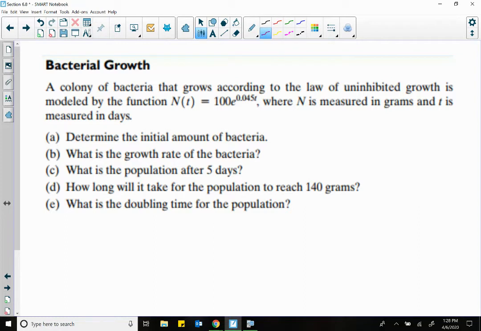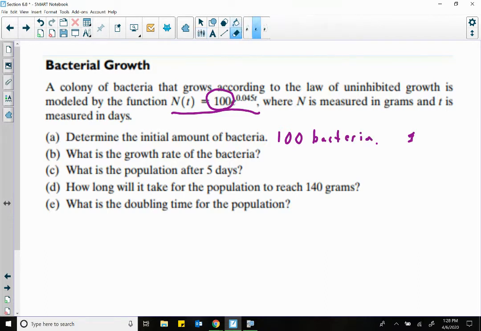All right. So let's answer the first thing. It says part A, determine the initial amount of bacteria. So here's our equation right here. Remember, the initial amount goes in front of the E. Right there. There's the initial amount. So the answer to part A is 100 bacteria. Does it tell us what we're dealing with? Nope, it's just a colony of bacteria. So 100 bacteria. All right. Sometimes it might be in grams or something along those lines. Okay. So we got 100 bacteria.